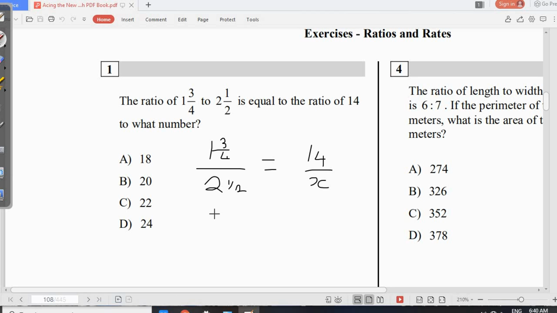Simply crisscross it, and we have 1 whole number 3 over 4. Another way of writing 1 whole number 3 over 4 is by converting it. 4 times 1, 4 plus 3, which is 7 over 4. 7 over 4 is times x, so that's 7x over 4. That'll be equal to, move this to the other side, we have 14 times, now 2 whole number 1 over 2, that's 2 times 2, 4 plus 1, 5 over 2.